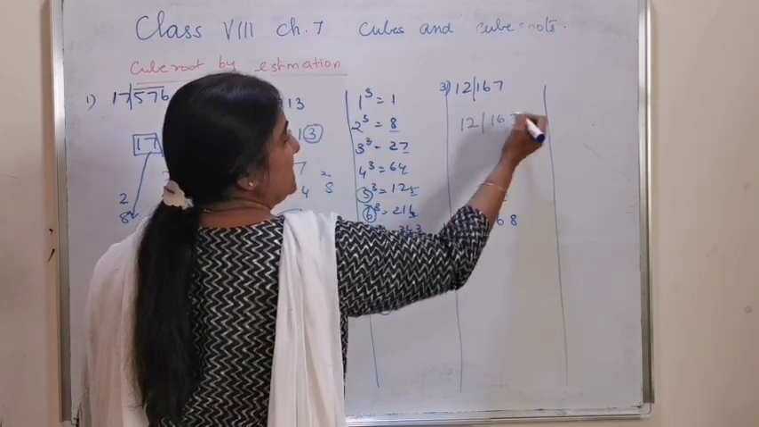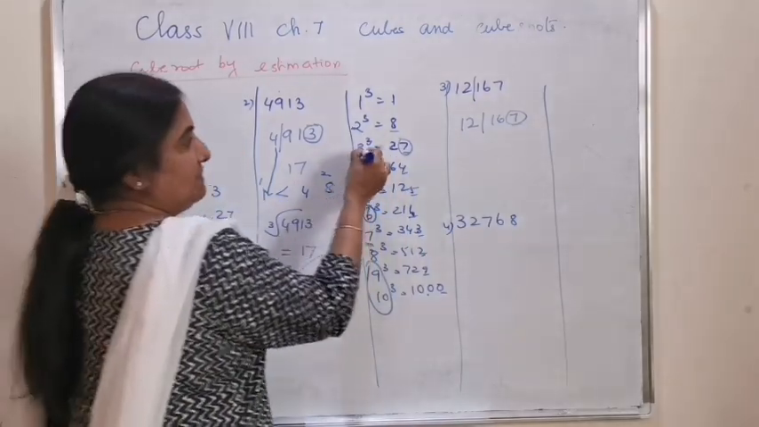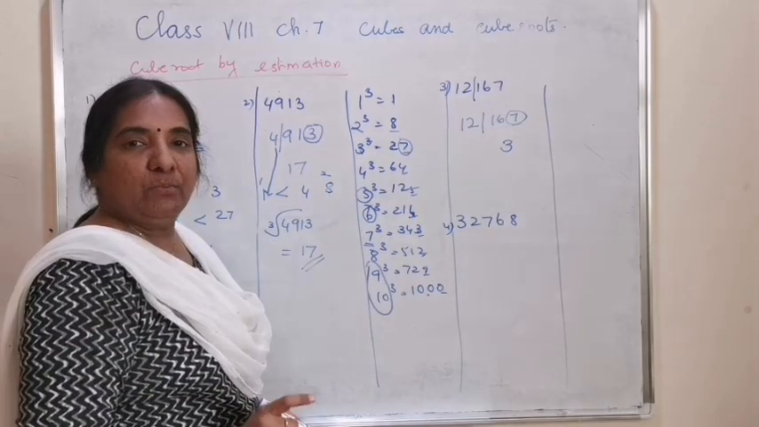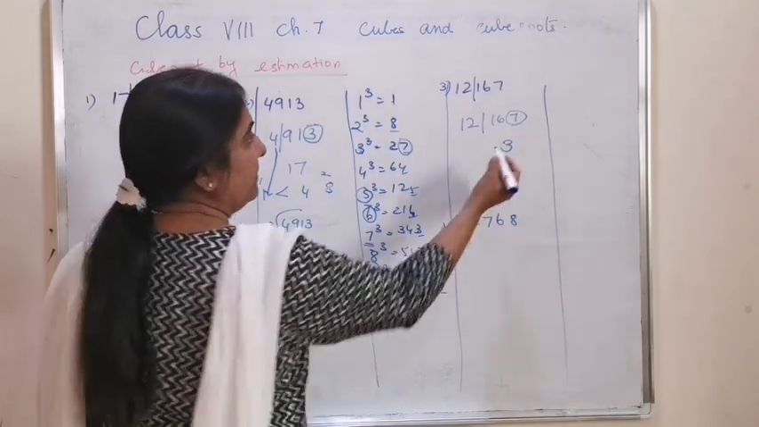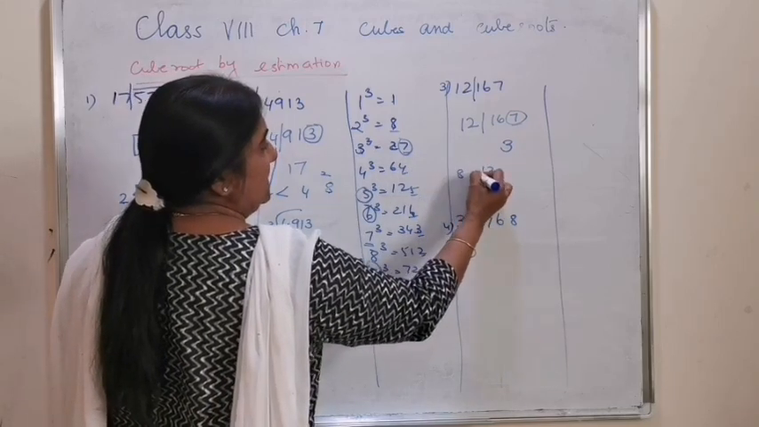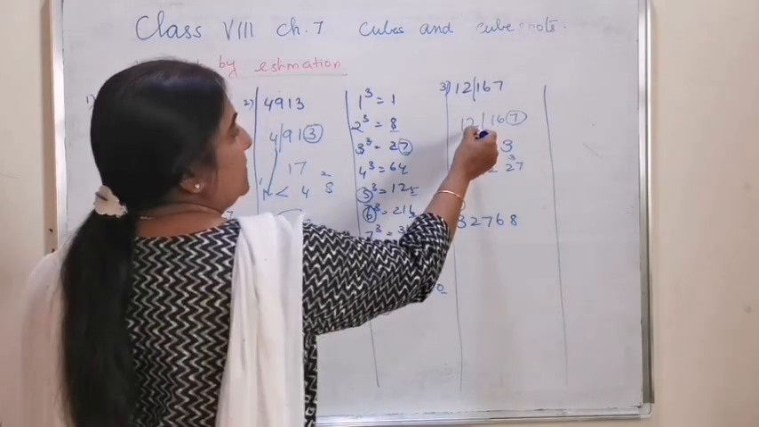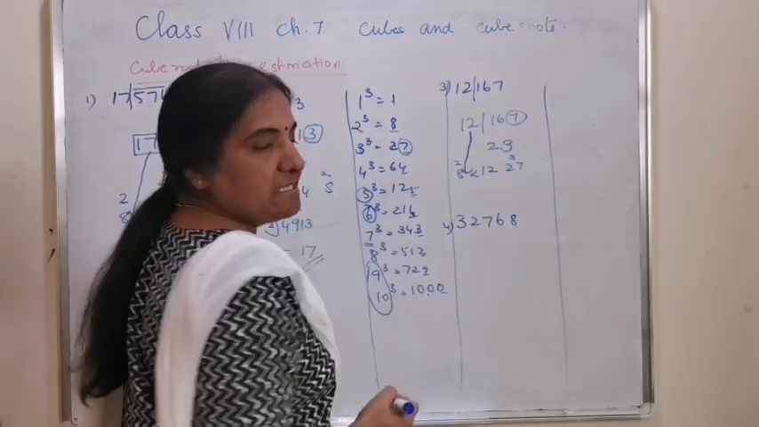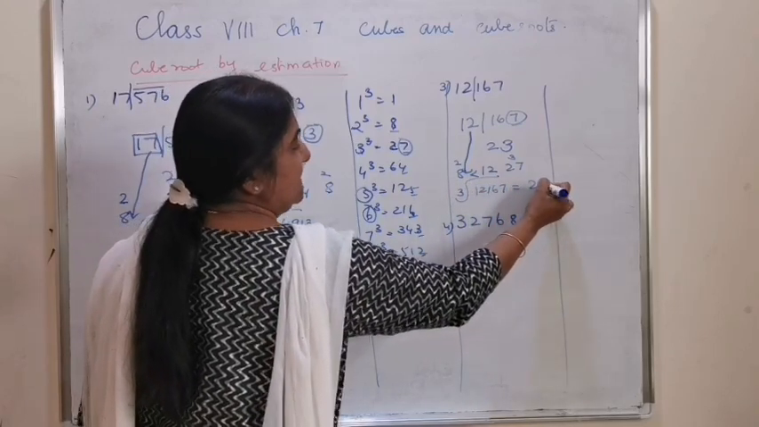Let's go with the approximation here. 12,167. 7 in the units place is giving you the ones place as 3. Since the numerals 0 to 9 occur only once in cube numbers, that is why this method is very applicable. 12 lies between 8 and 27, between 2 and 3. And 12 has close proximity to 8, which shows that the cube root is 23. That is, cube root of 12,167 is 23.